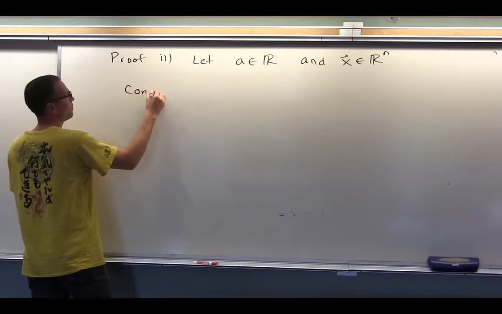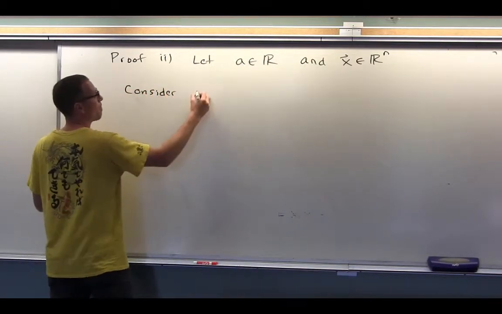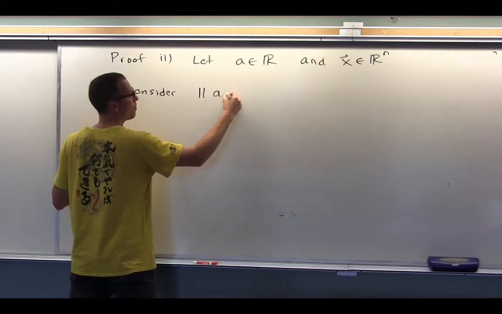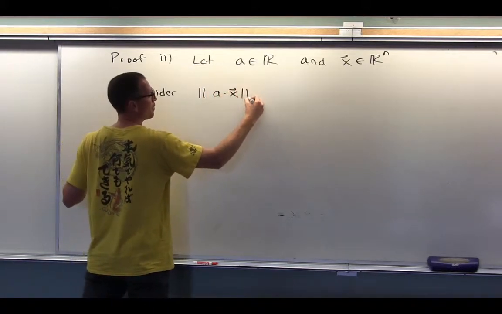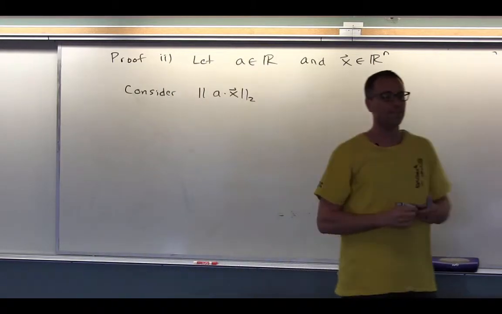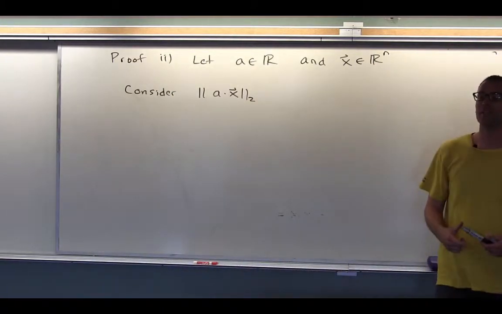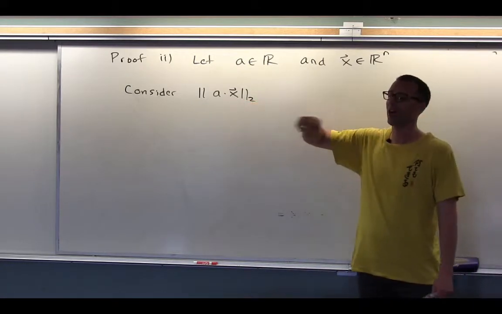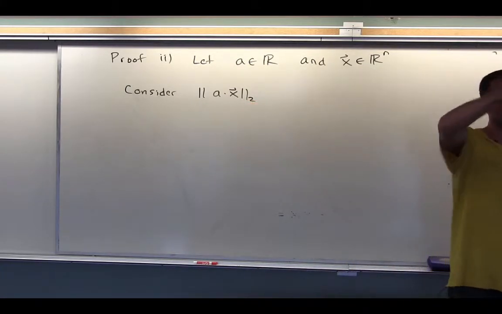Consider the 2 norm of a times x. Why can I say that's times? a is a scalar. Let me ask you this. What do all 2 norms have in common? What's the thing on the outside of the sum of the squares?